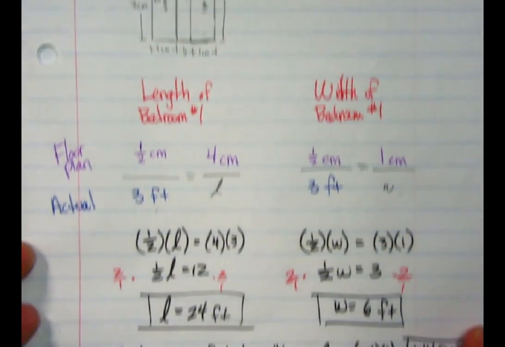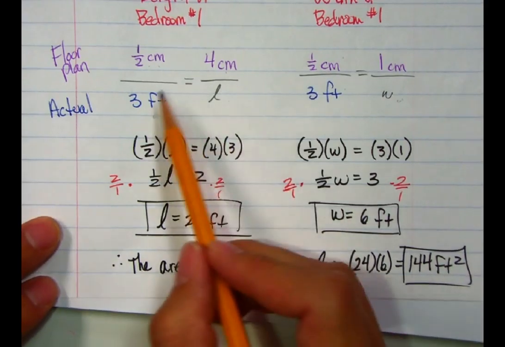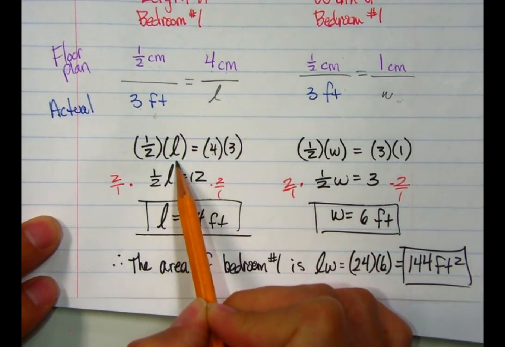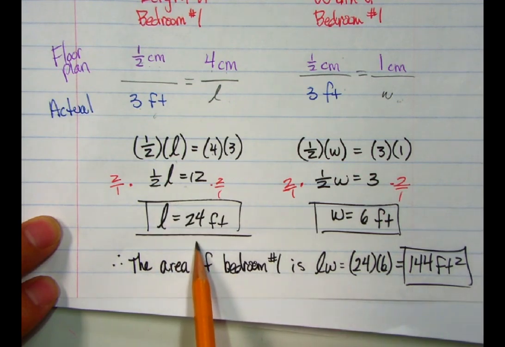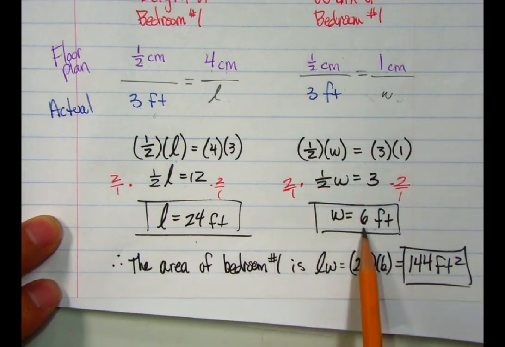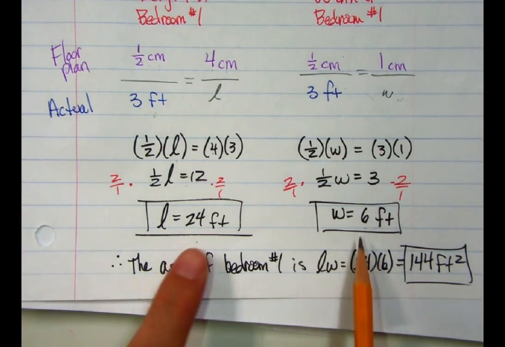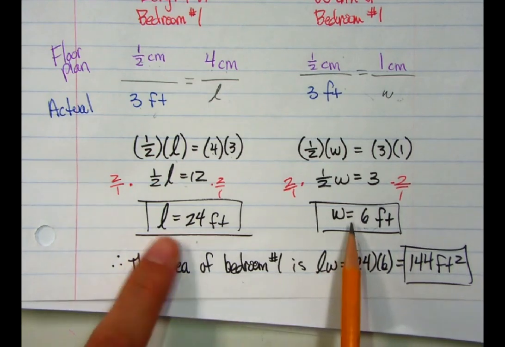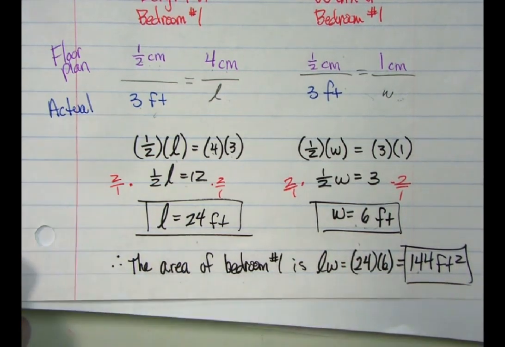So I'm going to do some cross multiplying. I'm going to show both of them for you right now. 3 times 4, that's over here. 1/2 times L, which is my length. All right, I solve that problem. I find out it's 24 feet in actual length. The width, I do the same, cross products, and I find out the width is 6 feet in actual length. So remember, they're not asking me for the real measurements, but they're asking me for the area of the bedroom. So I have to multiply the length and width, and I find out the area is 144.